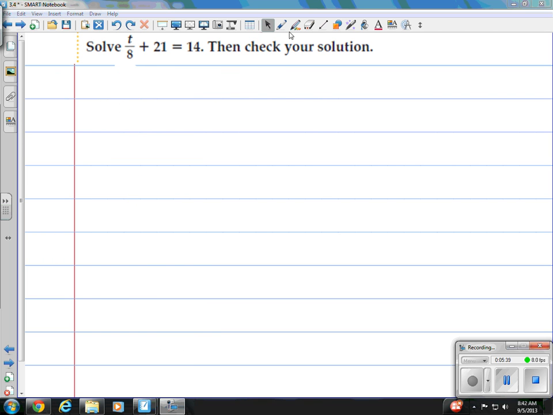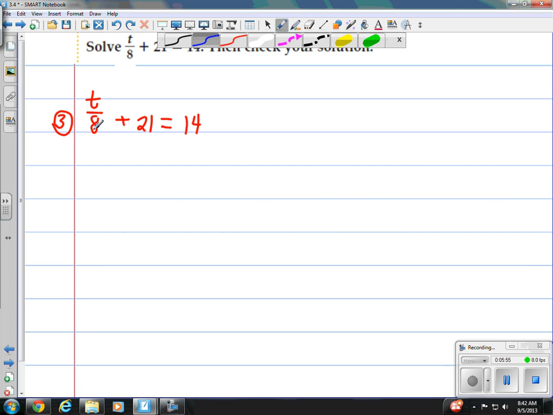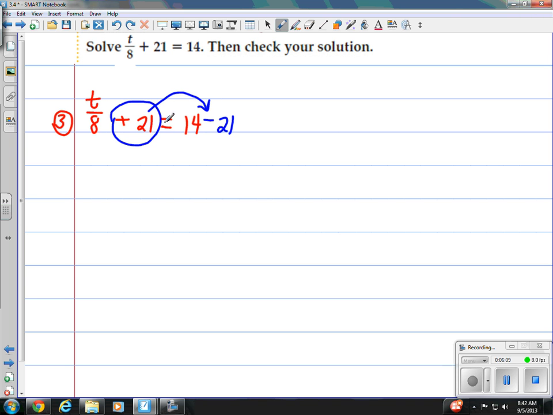Alright, on to example 3. We're given t over 8 plus 21 equals 14. So step 1, see if we can simplify. t over 8 has a variable, my 21 doesn't, so I can't. So I take my plus 21, because it's my constant. So if it's plus 21, take it to the other side, make it a minus 21. So it disappears, and I'm left with t over 8 equals 14 minus 21 is negative 7.